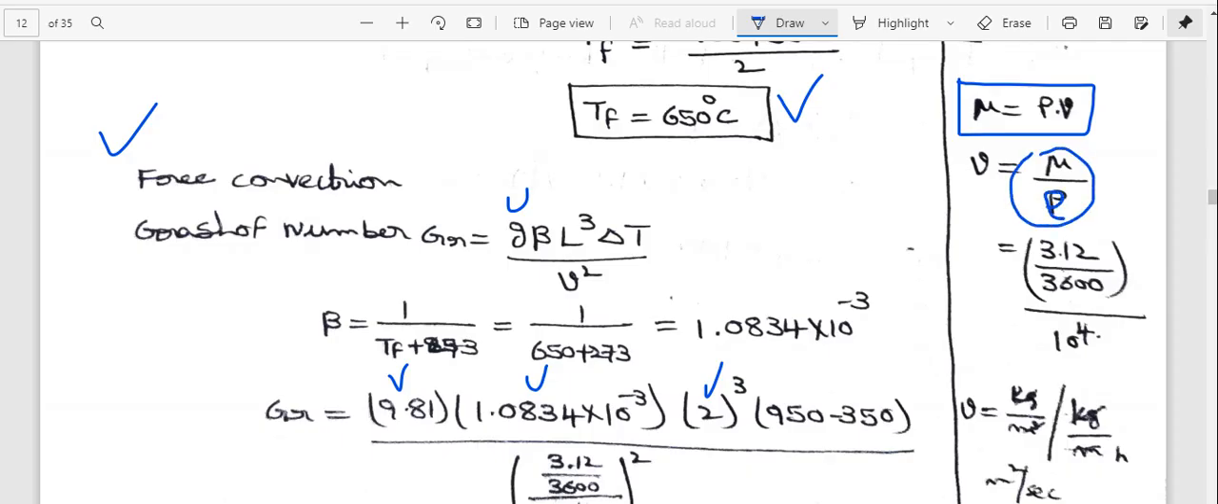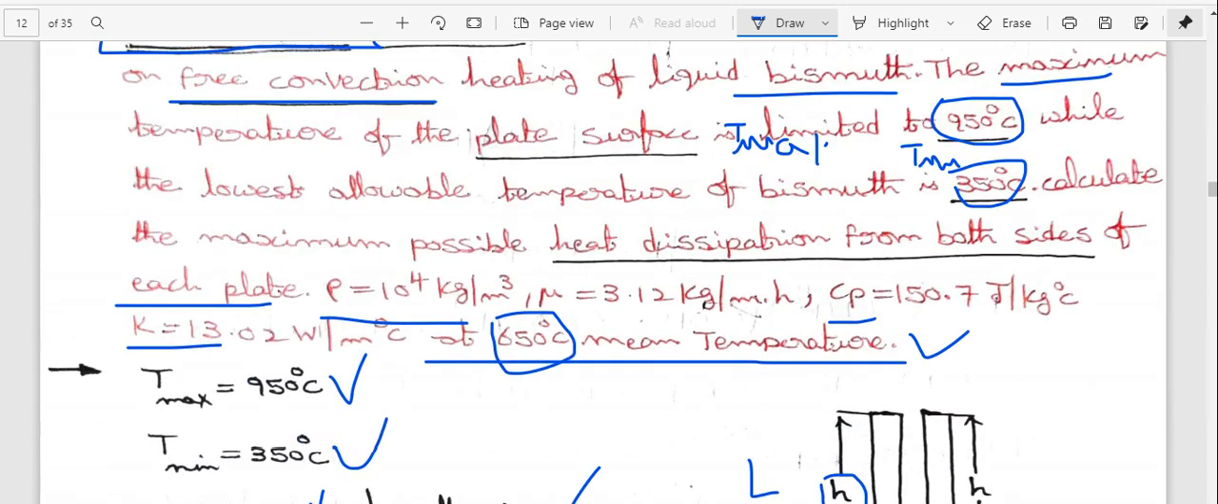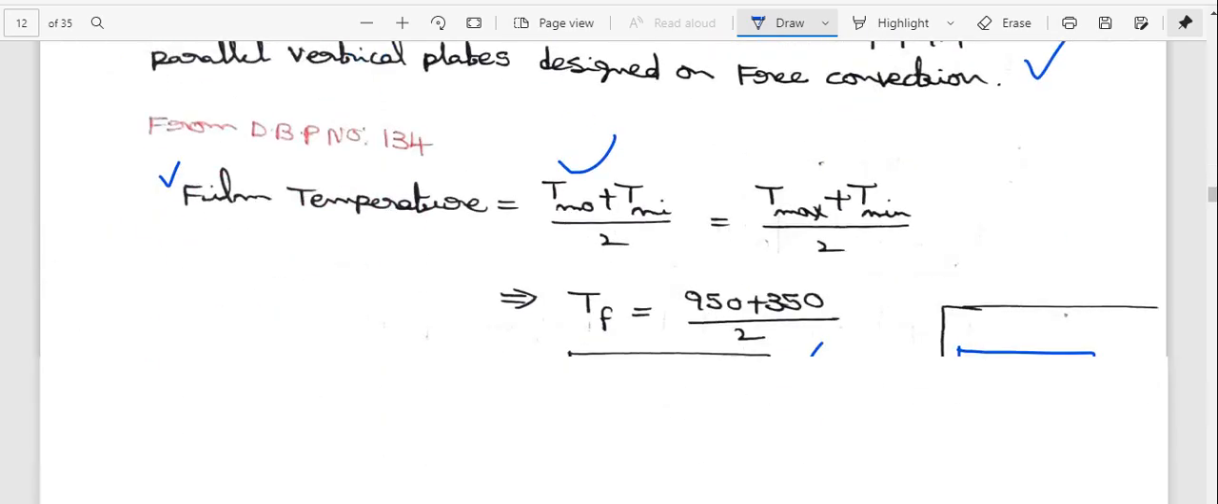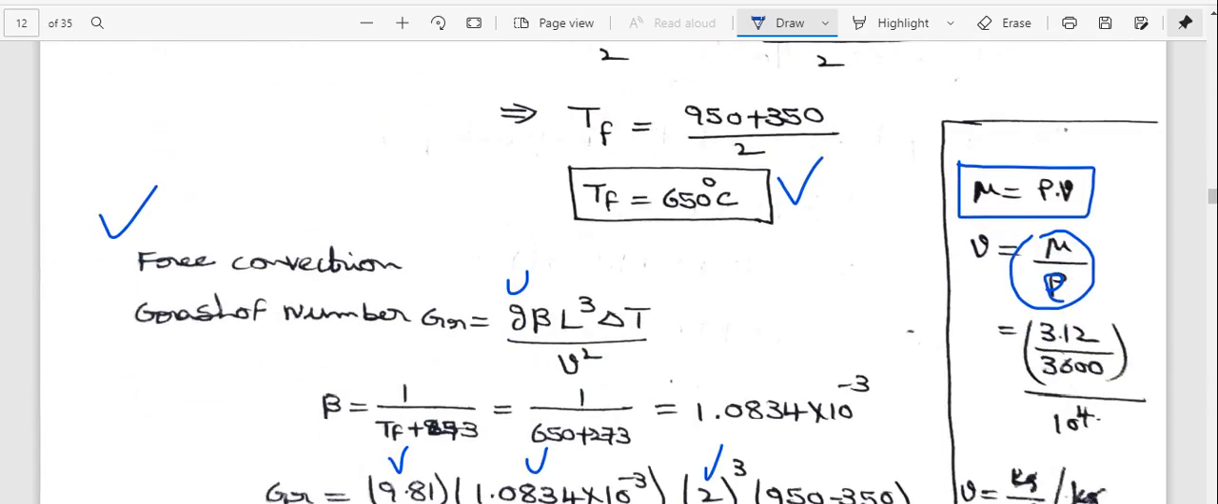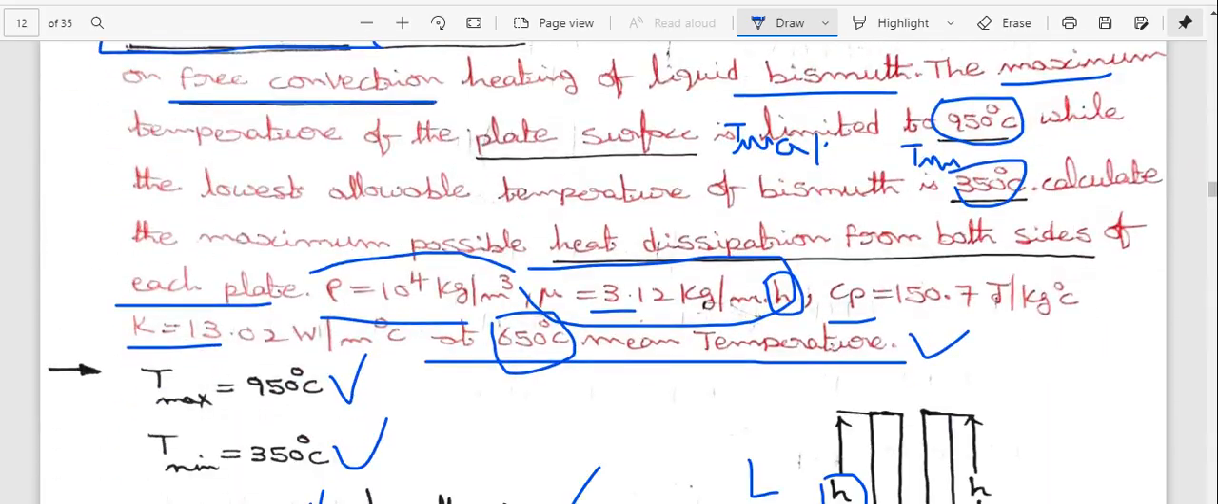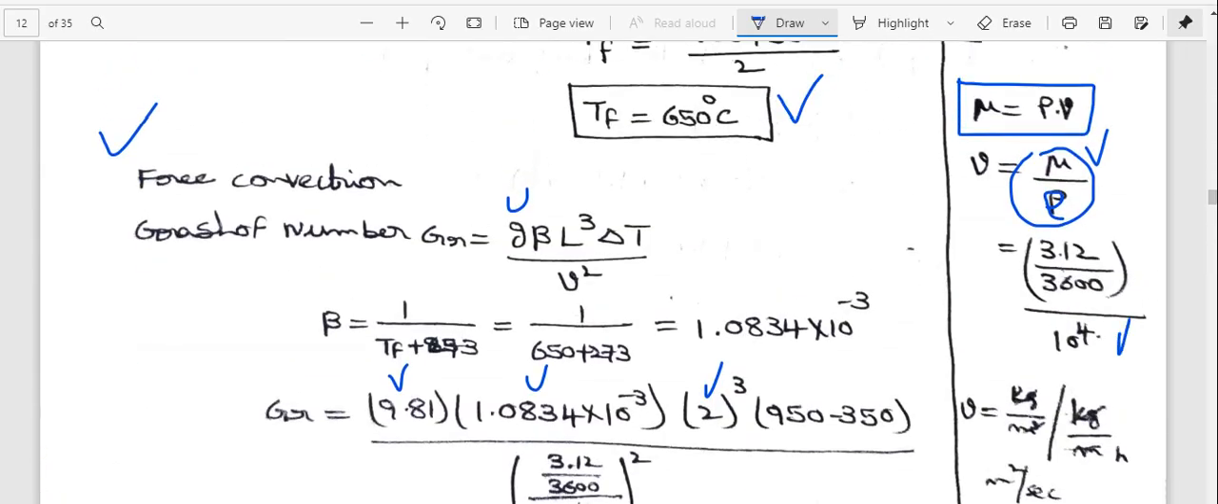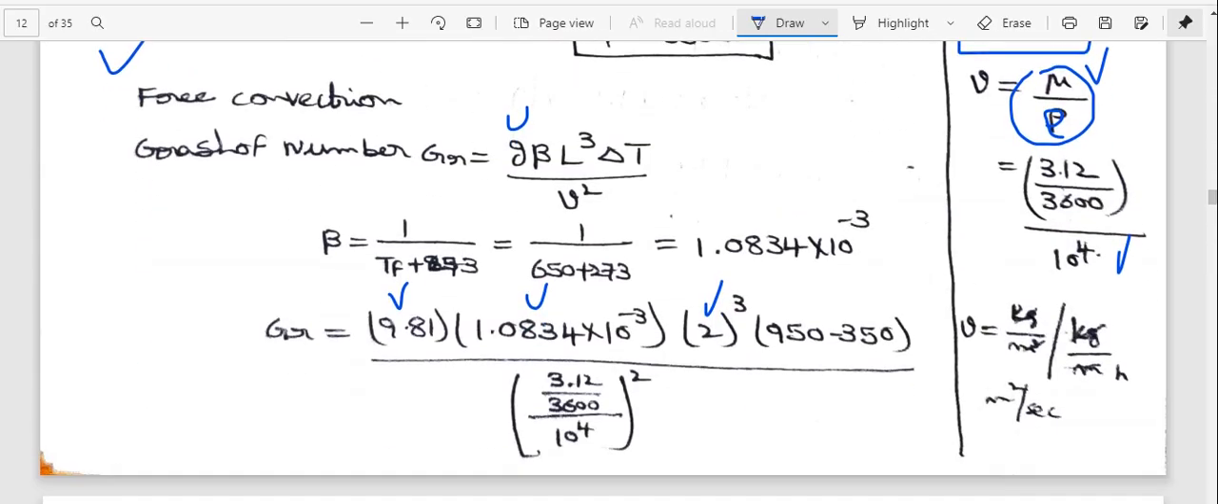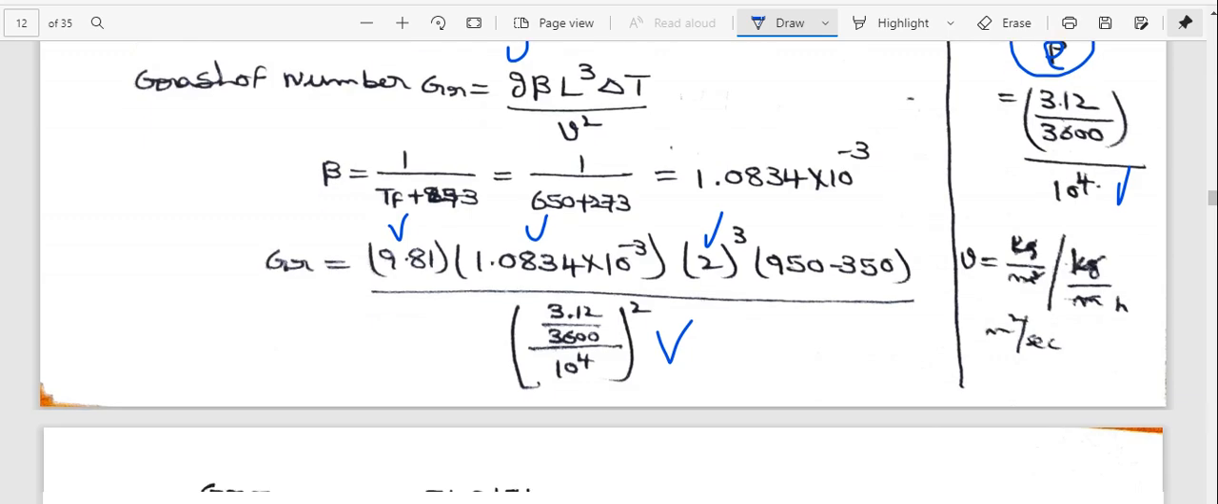Mu by density. So what is the mu value in this question? Mu value is 3.12 kg per meter hour. So we need to consider hour in terms of seconds. That's why 3.12 divided by 3600 as the mu value, and density is equal to 10 power 4 kg per meter cube. After substituting these values, this is the V square.